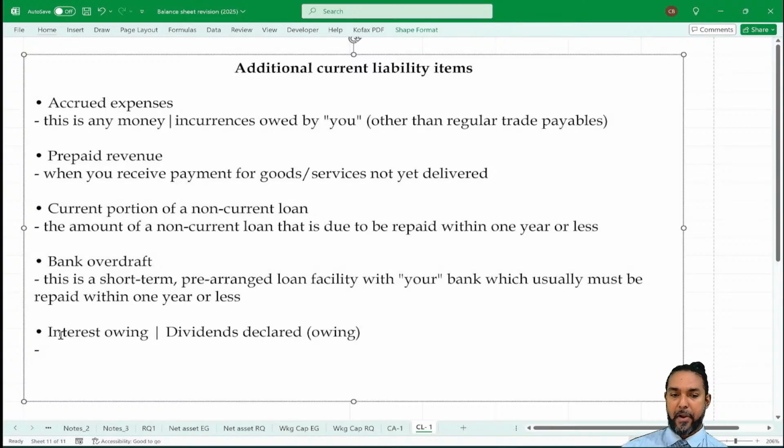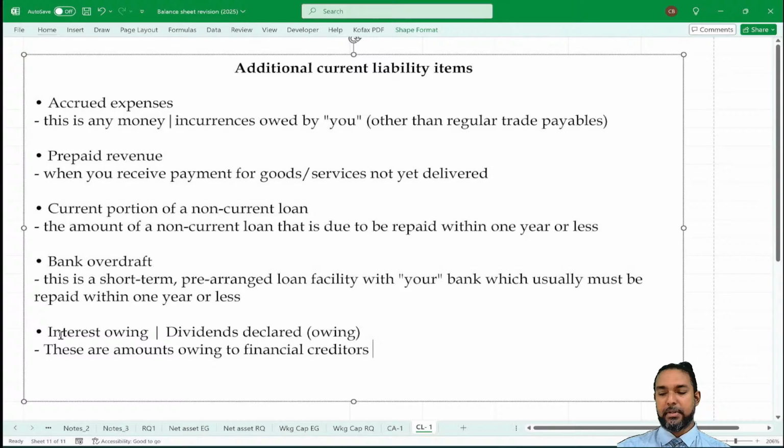So these are amounts owing to, so what's the name? So financial creditors in the case of interest, and shareholders.